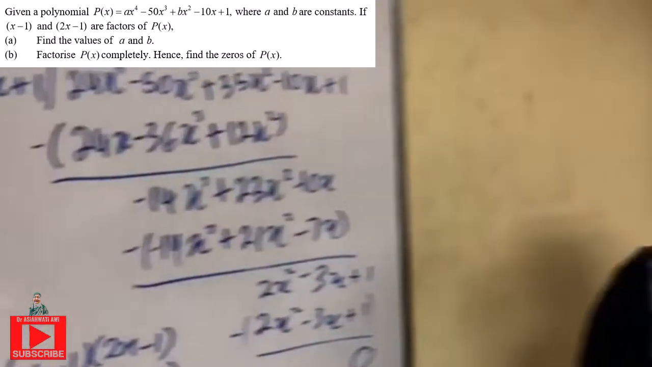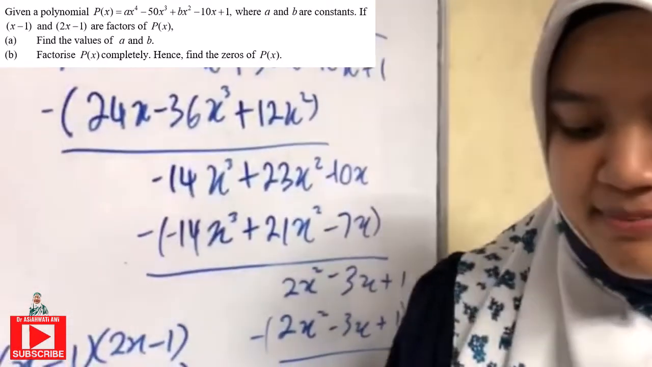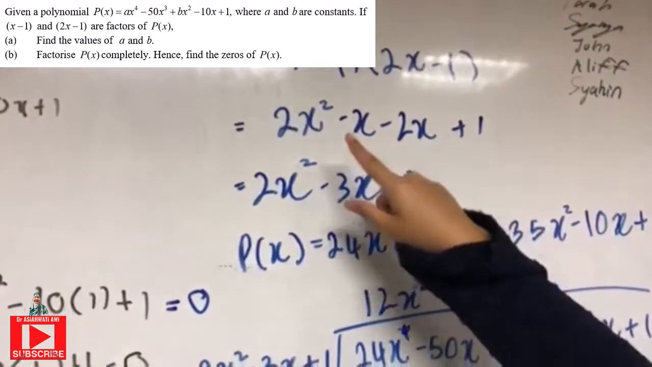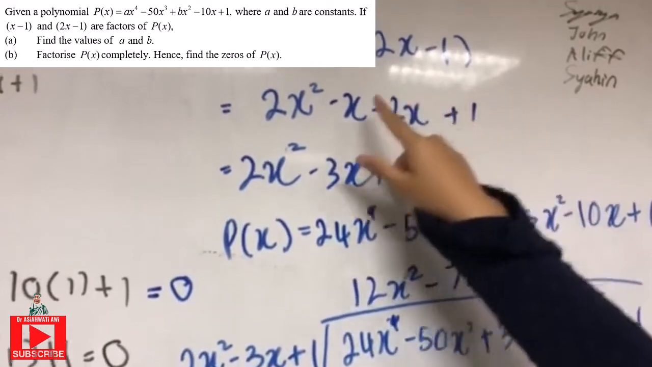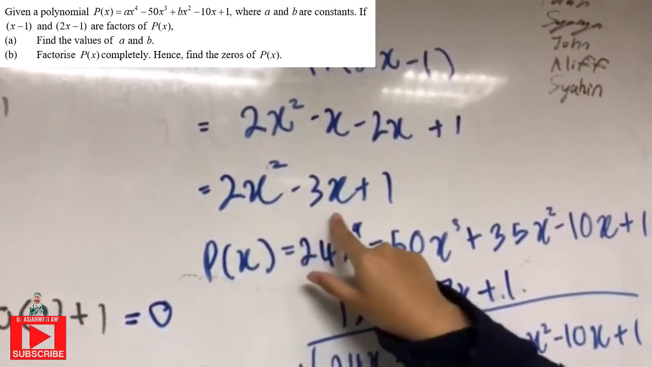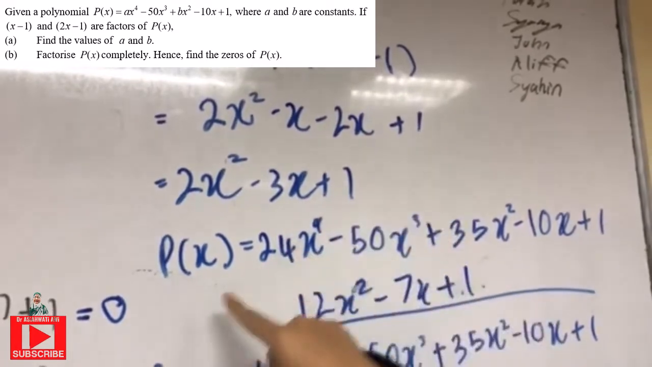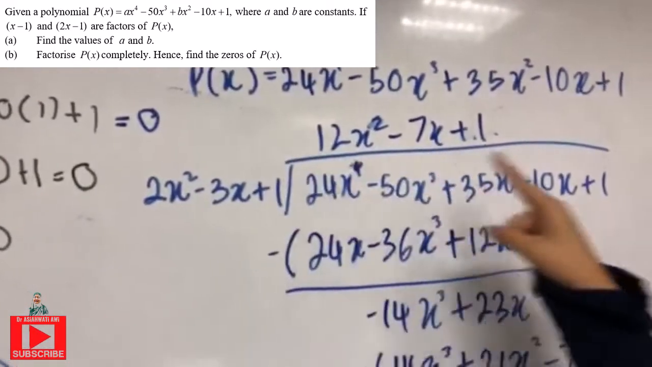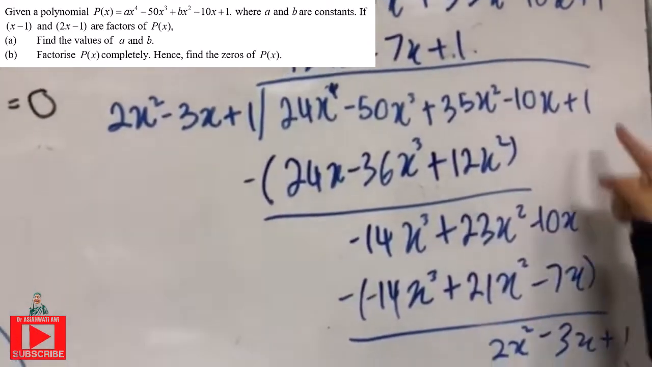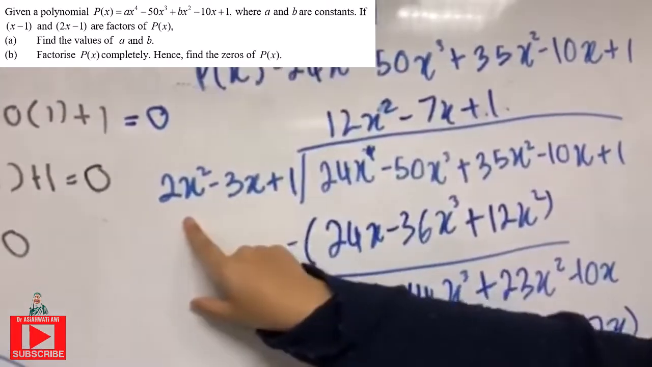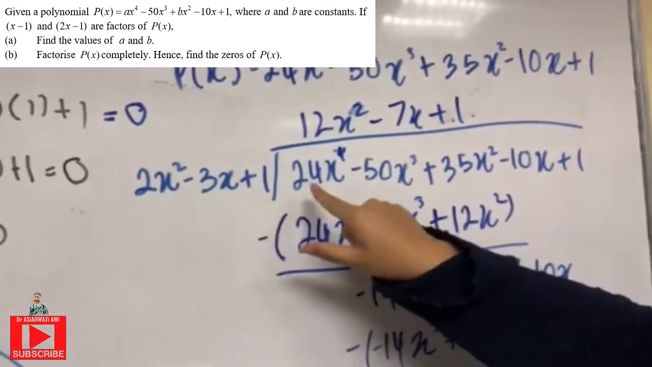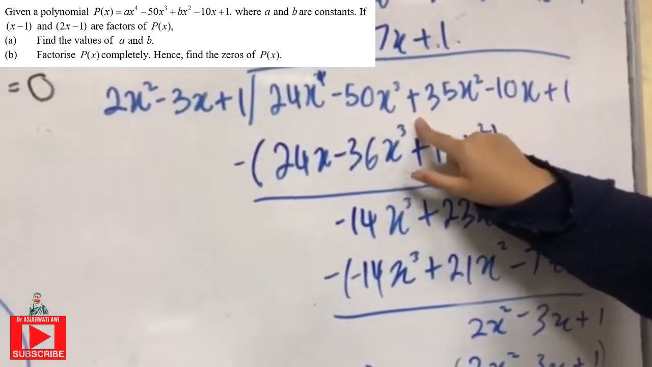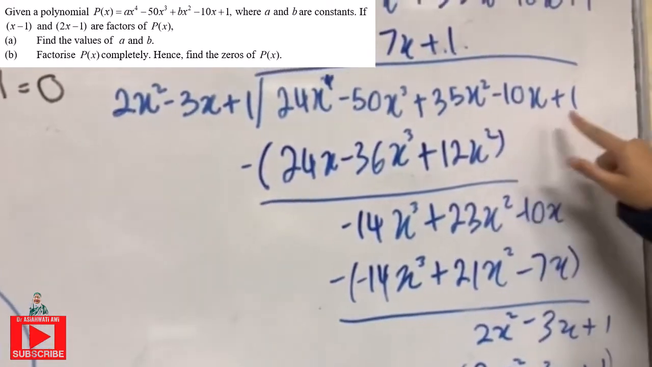Next. Okay, question 5B. It asks to factorize p(x) completely, hence find the zeros of p(x). So we take from the question, the factors x minus 1 and 2x minus 1. We have to expand, and we get 2x squared minus 3x plus 1. So this is the equation after we substitute with the values of a and b we got earlier. So we use the factorize form, we use long division. So now we have 2x squared minus 3x plus 1 divide 4x to the power 4 minus 50x cubed plus 35x squared minus 10x plus 1.